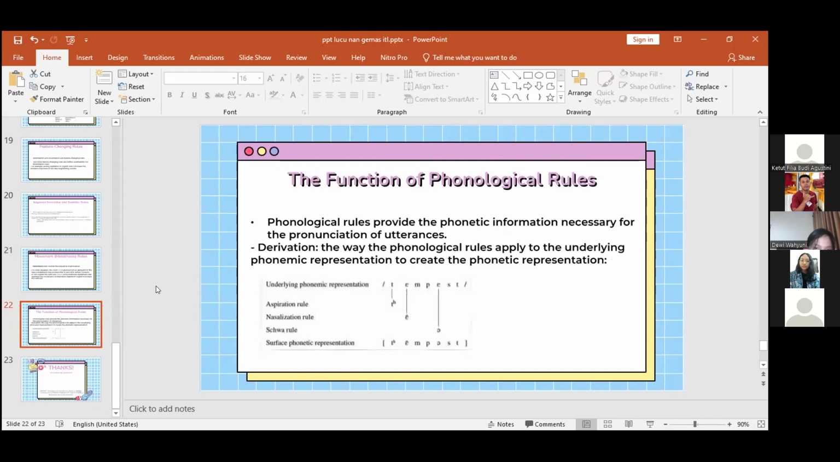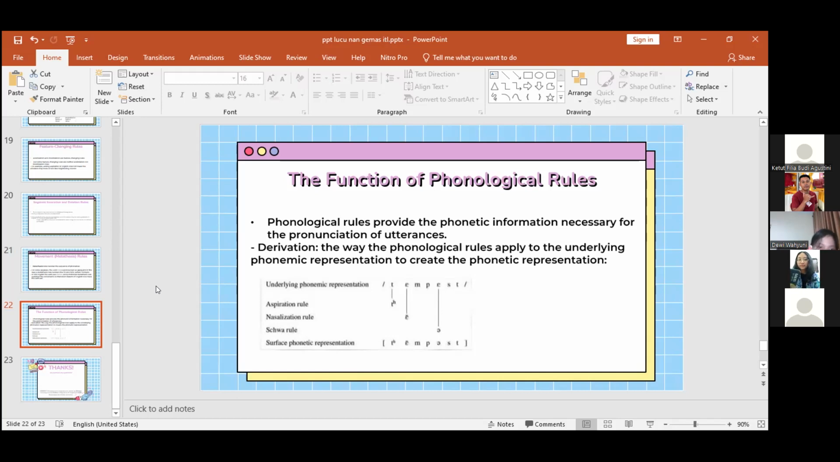And the last one is the function of phonological rules. Phonological rules provide the phonetic information necessary for the pronunciation of an utterance. Derivation is the way the phonological rules apply to the underlying phonemic representation to create the phonetic representation. There are an aspiration rule, a nasalization rule, and then the surface phonetic representation.